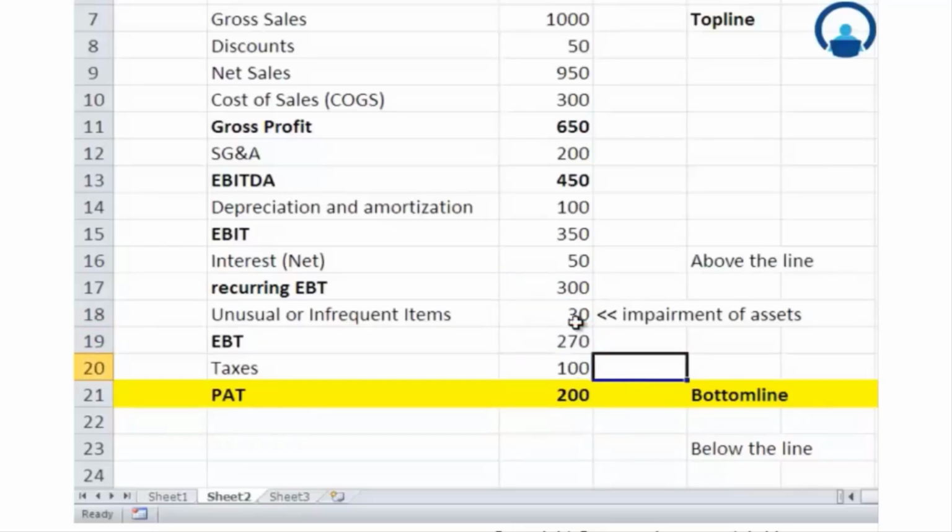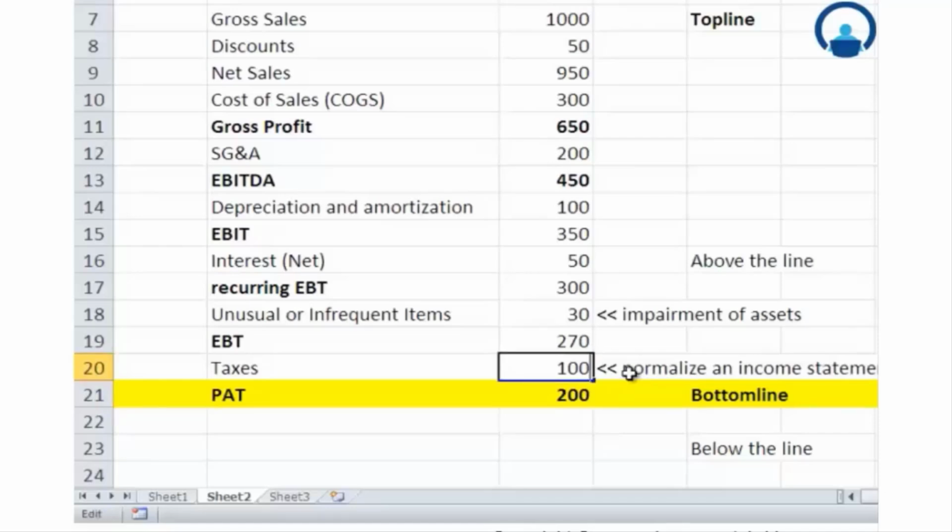Please note here that the taxes have not changed accordingly, because the taxes that you pay essentially is on the earnings before tax. Earlier it was 300, on which we were paying $100 as taxes. Now it is 270. However, the taxes have not automatically adjusted. So I'll keep this 100 as constant for the time being. Please note that we will learn how to normalize an income statement later from the point of view of analysis.